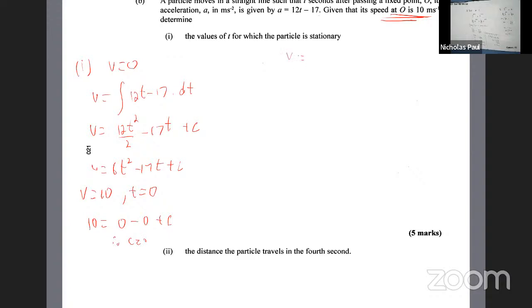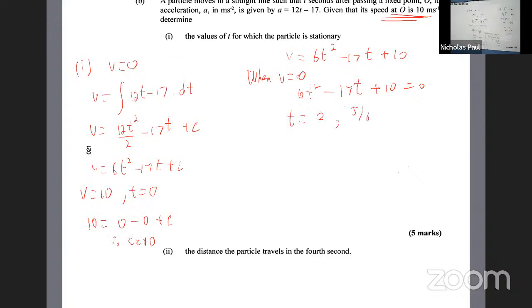We know that v is equal to 6t squared minus 17t plus 10. And they want when v is 0. When v is 0, 6t squared minus 17t plus 10 is equal to 0. So you will get what? T is what? 5/2.